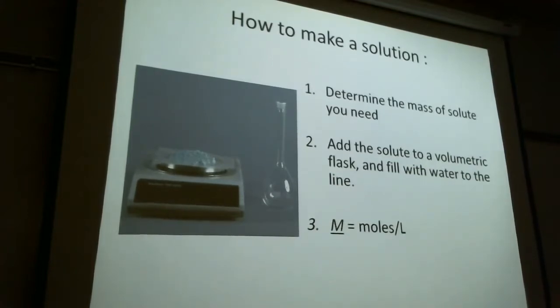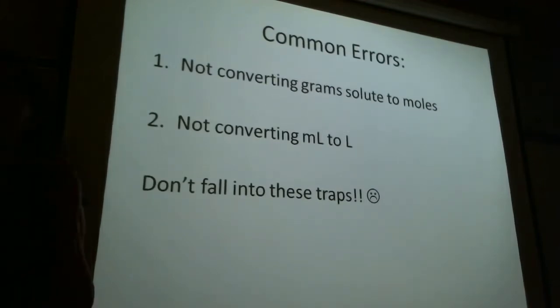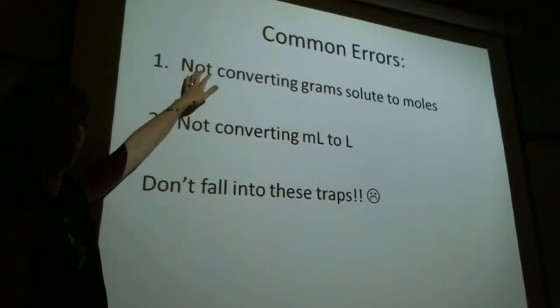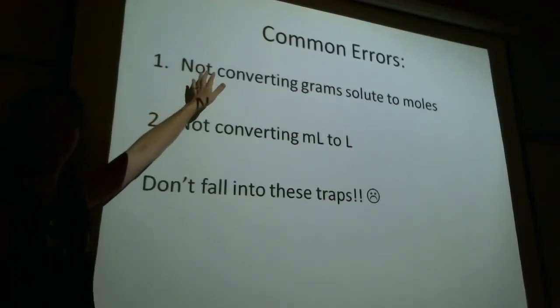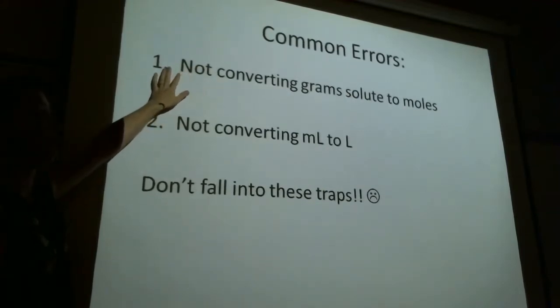I can make a really, really concentrated one, and then I just have to dilute it. So these are the 2 most common mistakes I see in molarity calculations, and I want to point them out because you're very likely to make these mistakes too if you're not thinking. Forgetting to convert grams to moles or converting grams to moles incorrectly is the #1 mistake. That's the #1 mistake for sure.